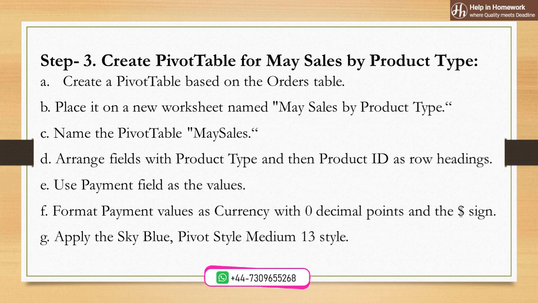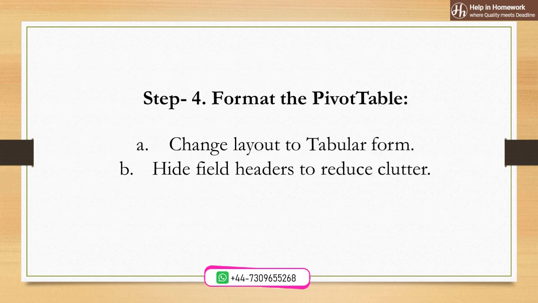Step 4. Format the pivot table. A. Change layout to tabular form. B. Hide field headers to reduce clutter.